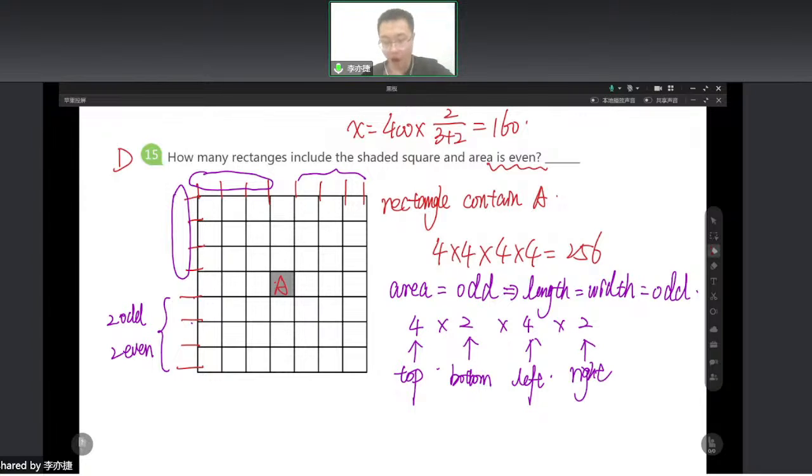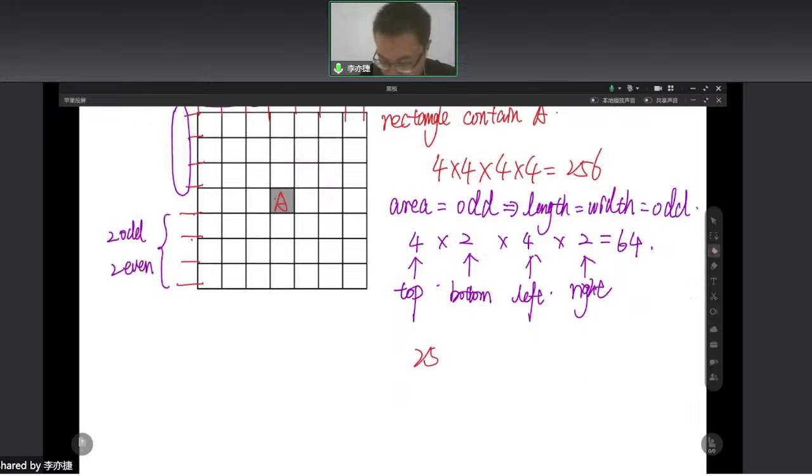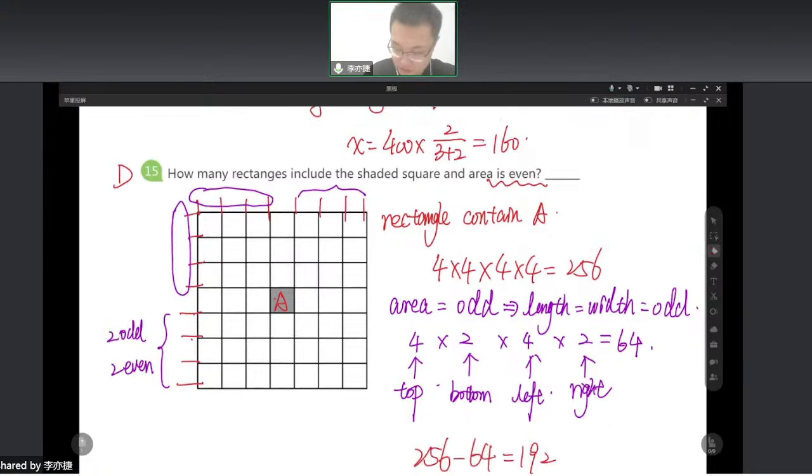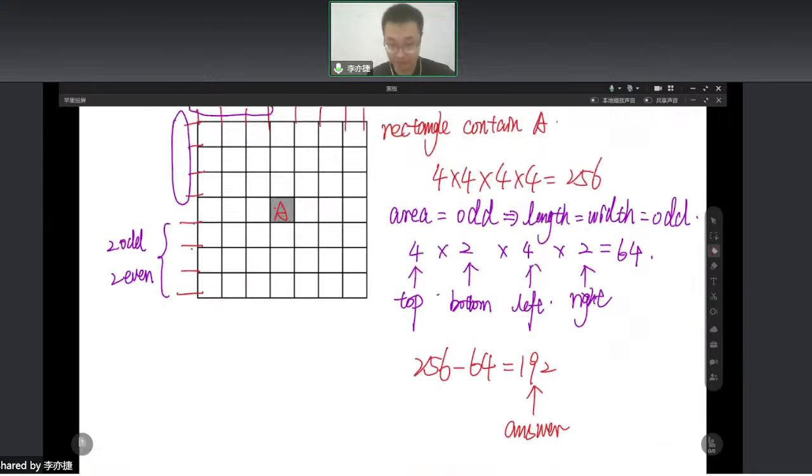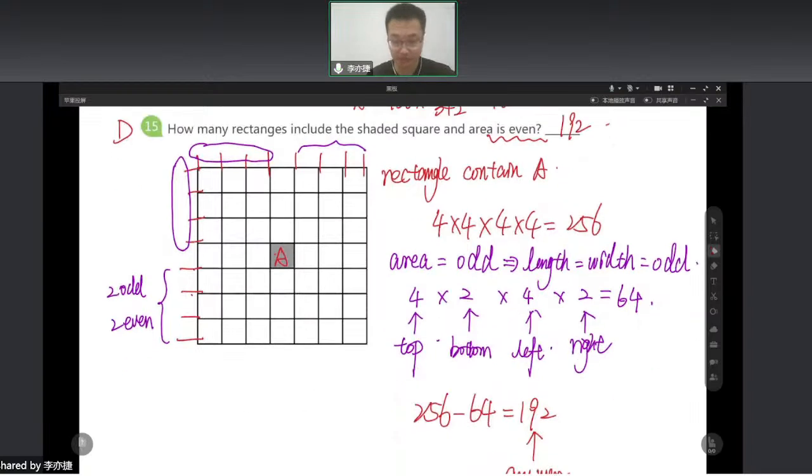So for odd, we have 16 times 4, so we have 64 with odd area. Even is hard to calculate because either side can be even, but odd must have both sides odd. So odd is easier to calculate. And then we just use total minus extra: 256 minus 64 gives 192. So 192 is the answer. Yeah, it's a difficult question.